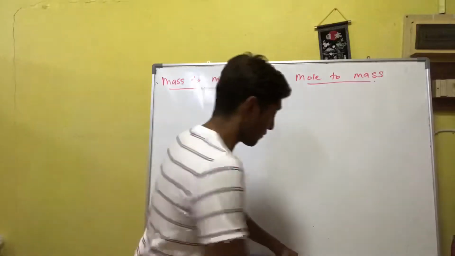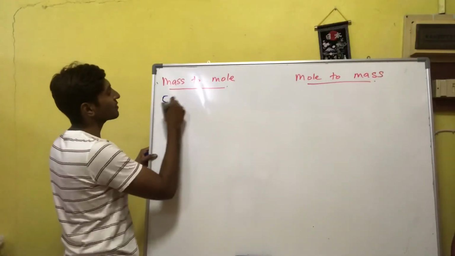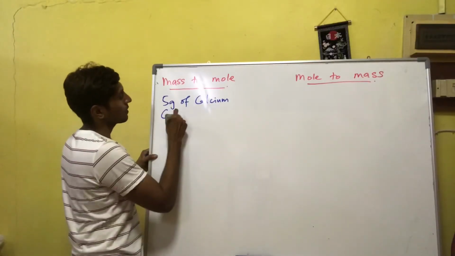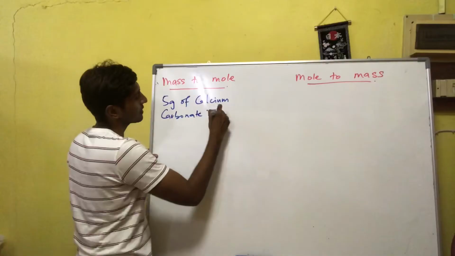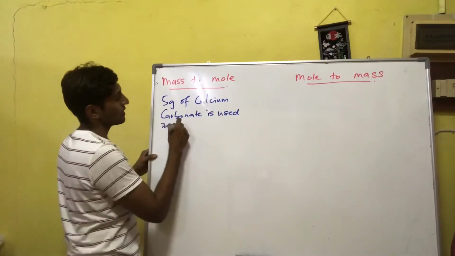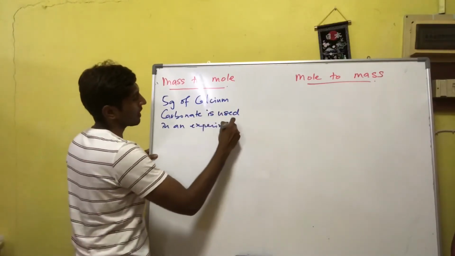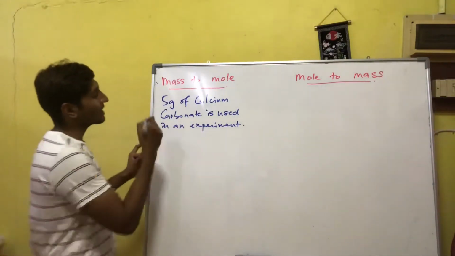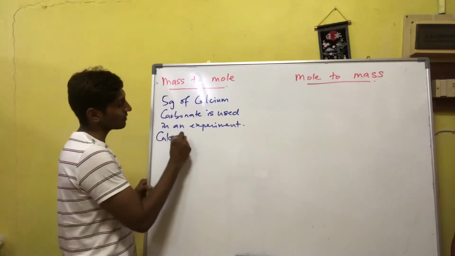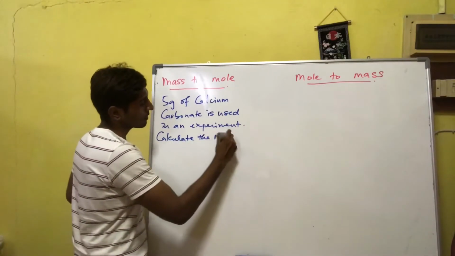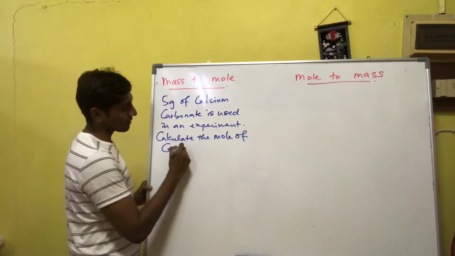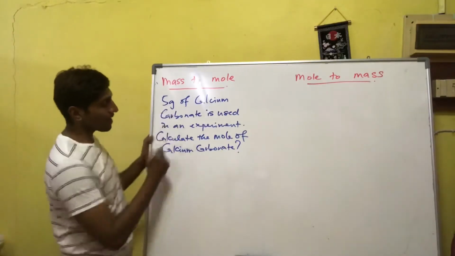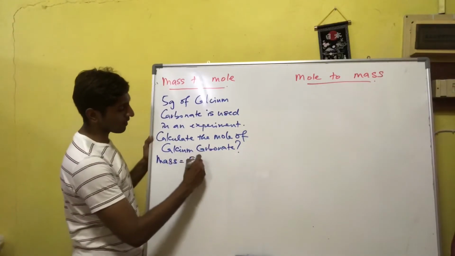mass from mole. So for example, if 5 grams of calcium carbonate is used in an experiment, calculate the mole of calcium carbonate. So we have the mass. The mass is equal to 5 grams.